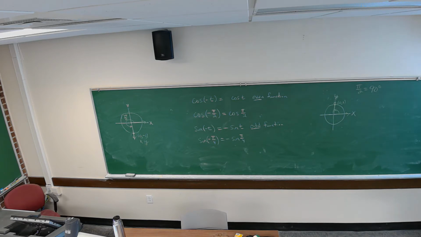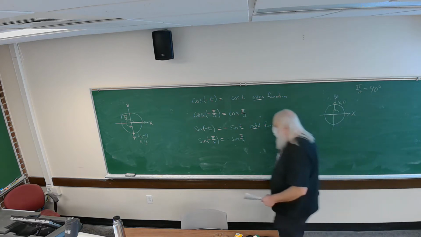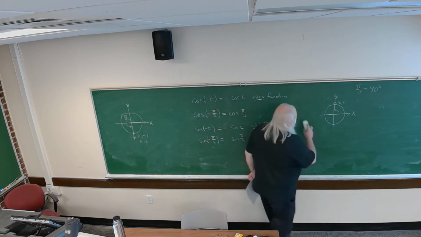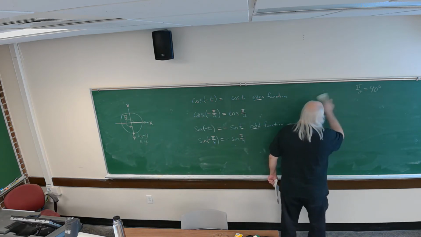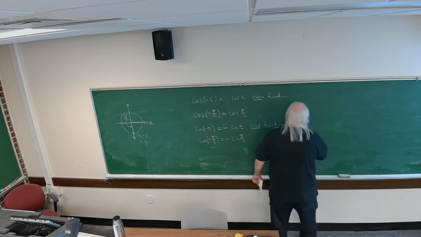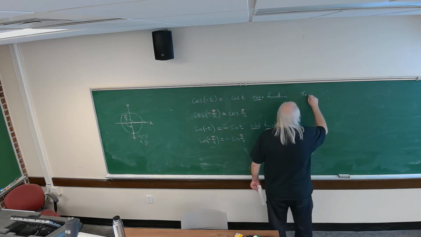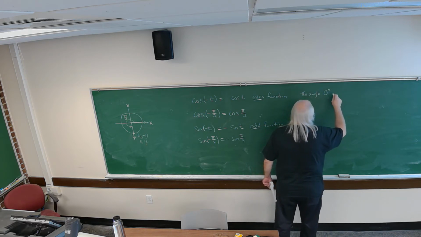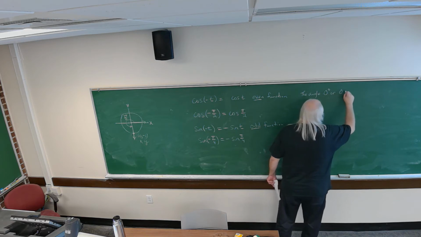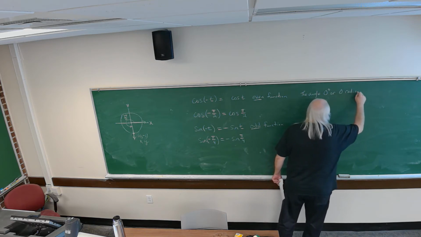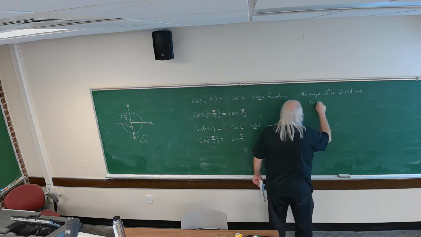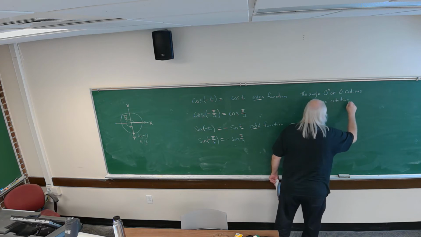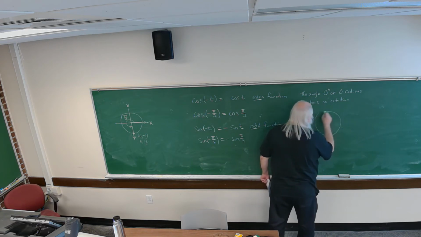So the angle 0 degrees, or 0 radians, has no rotation. Okay? Here's the unit circle.